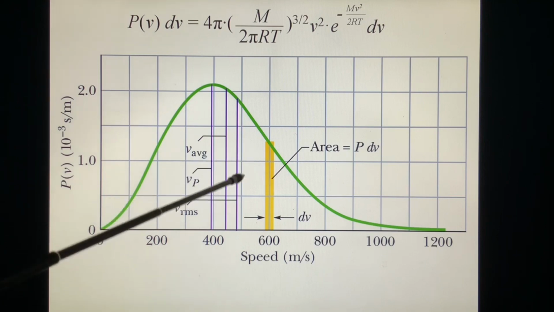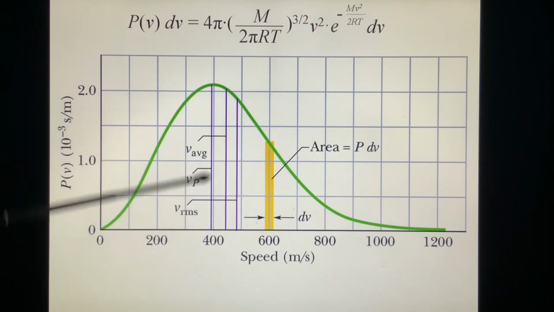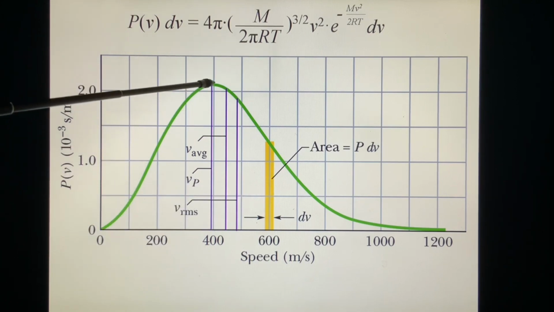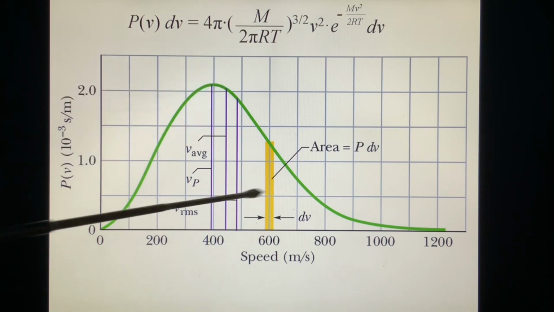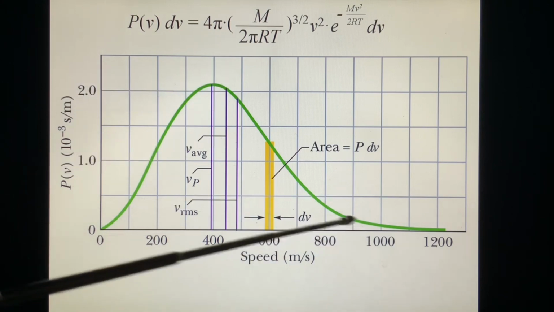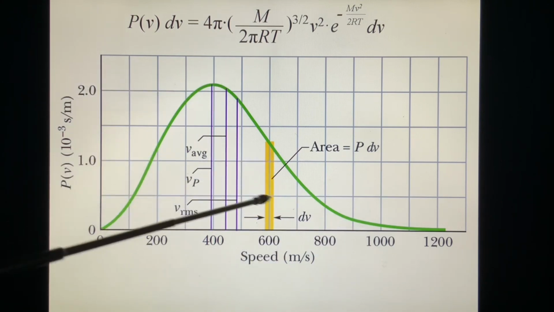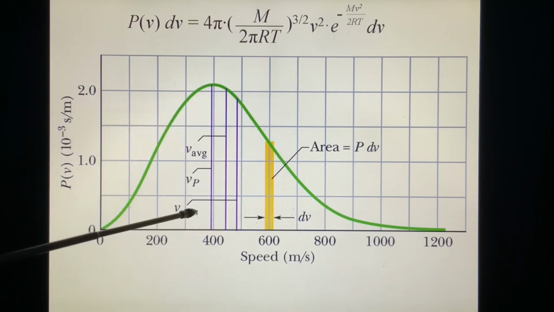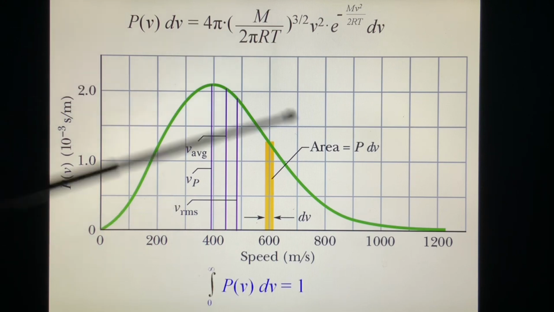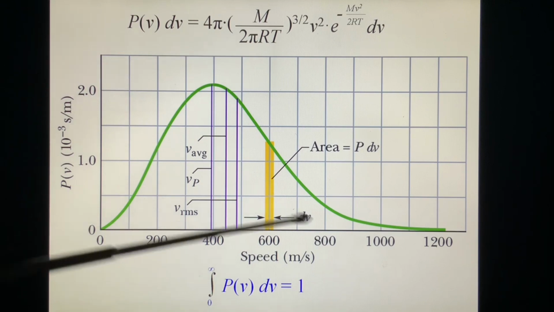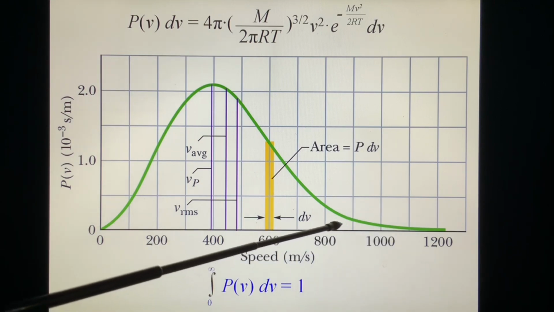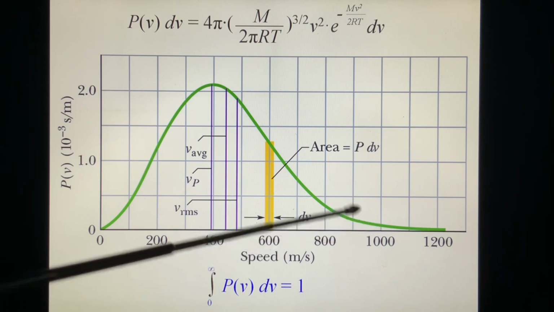And we will have 3 speeds. This is called the most probable speed, vp, because its probability is the highest. And this one is the average velocity. And this is called the root mean square, as we mentioned before, okay? And the total integration is 100%, equal to 1. You take it from 0 to infinity. Whatever the curve, you always have some molecules with very high speed, okay?